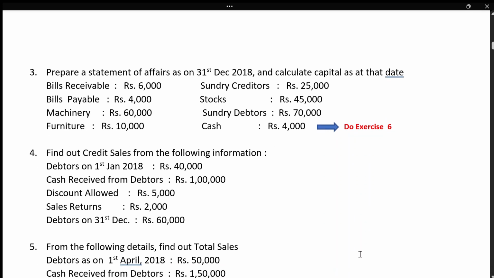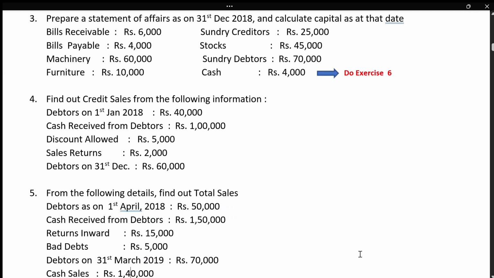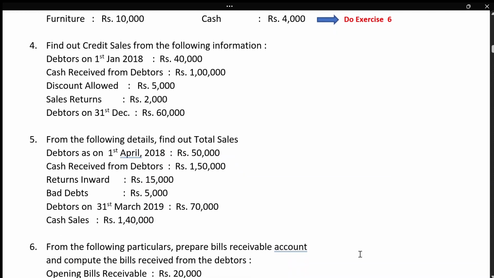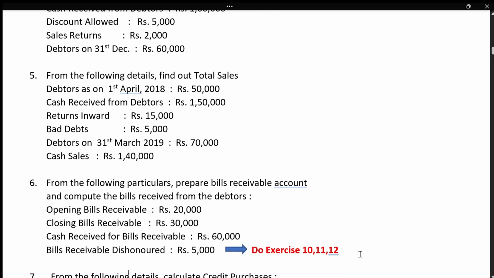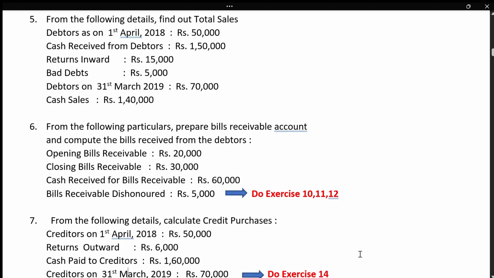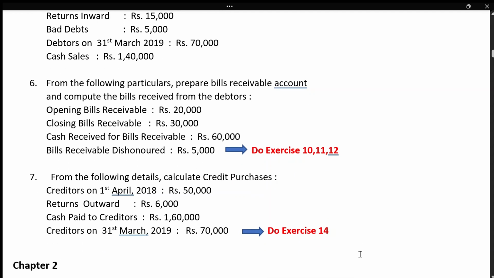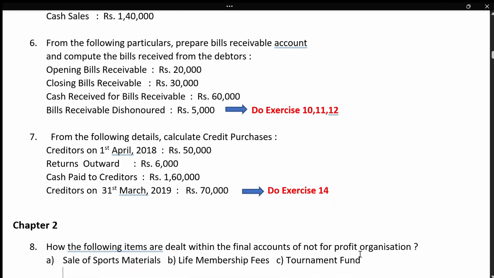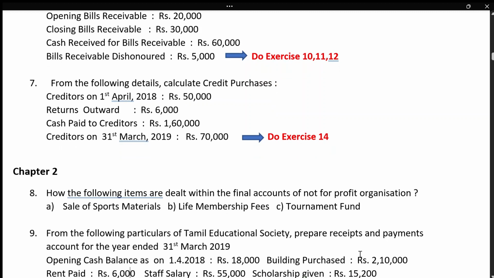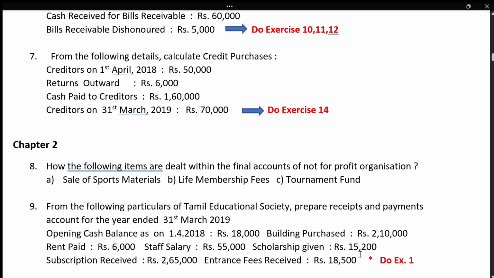And find out credit sales. Find out total sales. Prepare bills receivable account to compute bills received from the debtors. And calculate credit purchases. So these are 2 marks or 3 marks questions.